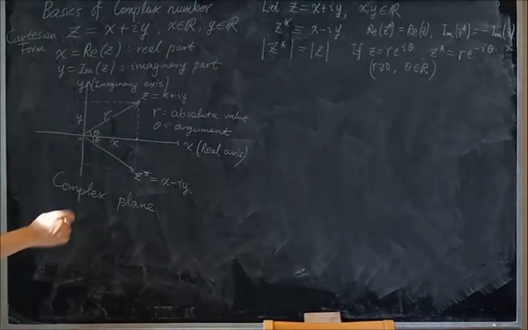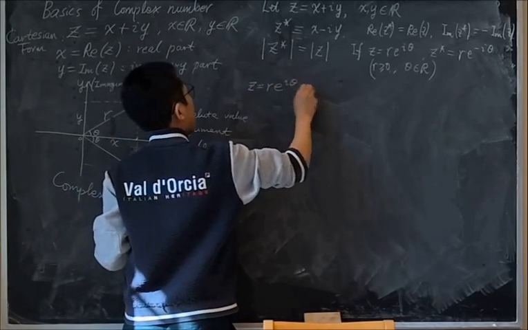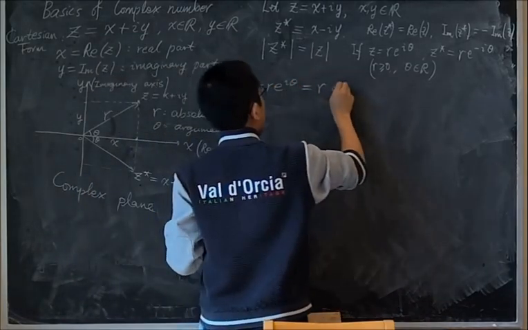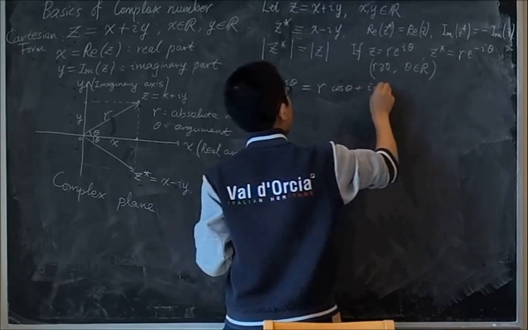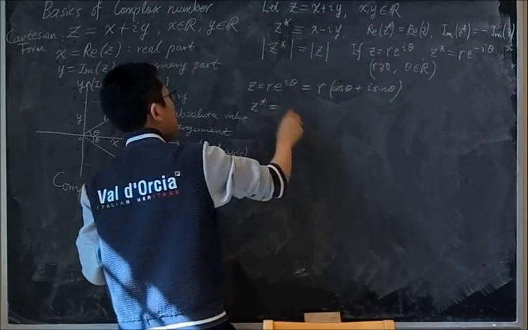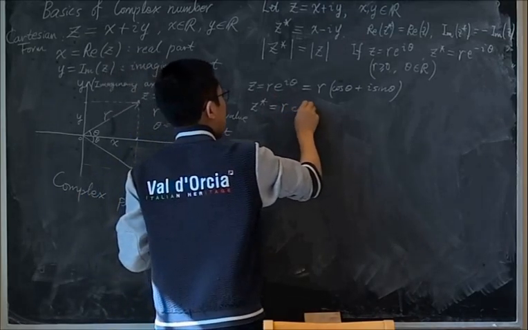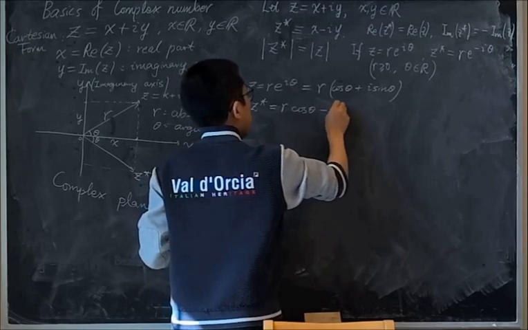We can also do the expansion like z equals r e to the I theta. That is just r times cosine theta plus I sine theta. So according to the definition, z star is r times cosine theta minus I sine theta.